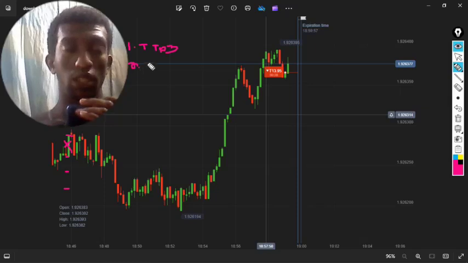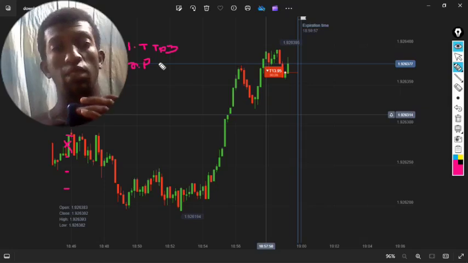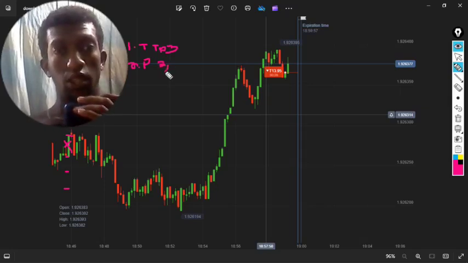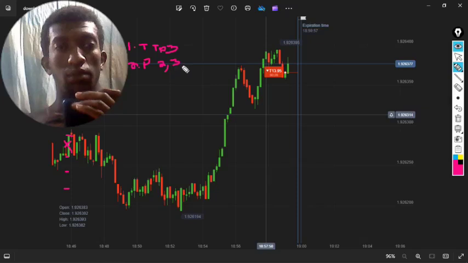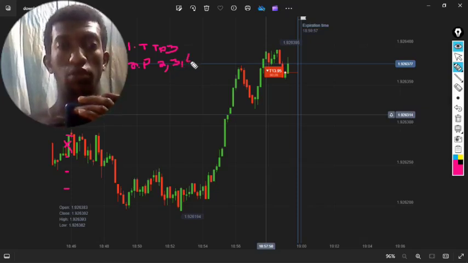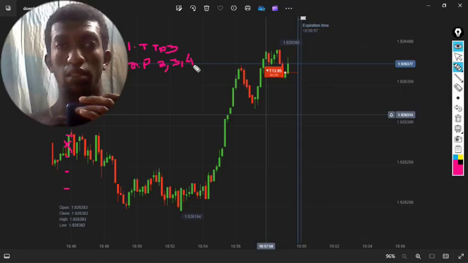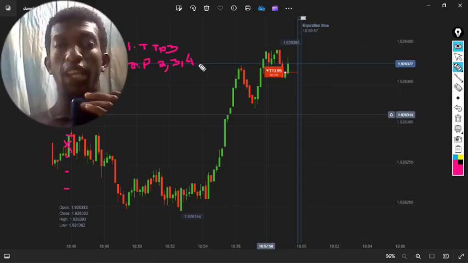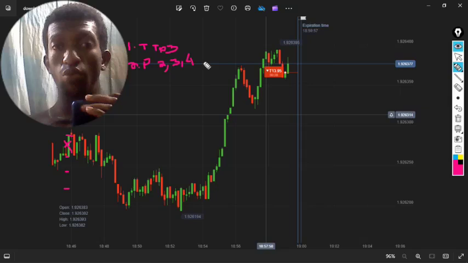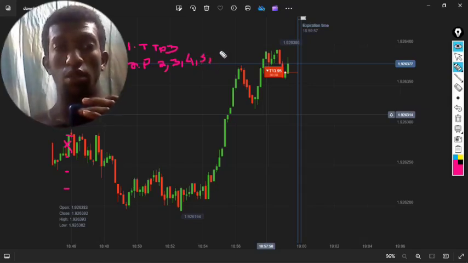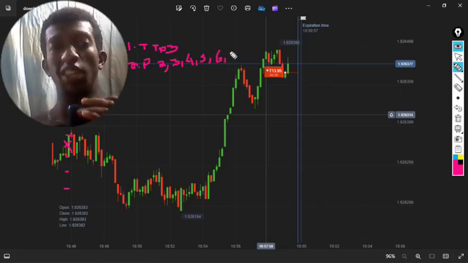Option two, take partials. Take partials at each key level, at TP2, at TP3, and at TP4. And you can continue as long as the price is moving. I mean, you can add another TP5 on the Fibonacci. It is possible, you can add it. TP6, TP7. That's take partials.